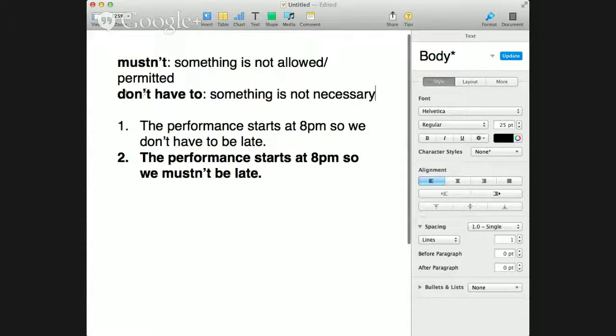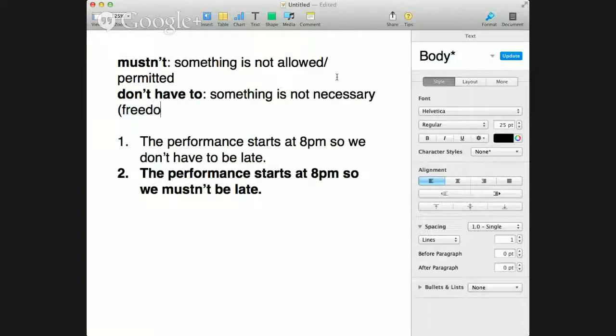For example, if you use don't have to, what you're saying is I like to kind of give you the idea of freedom. It's like you've been released from the obligation of something. So you might say, oh, yay, I don't have to work on Friday because my boss has given me the day off. Right? It's because you're saying something is no longer necessary because you now have freedom to do what you like. Whereas mustn't is used to say something is not permitted.